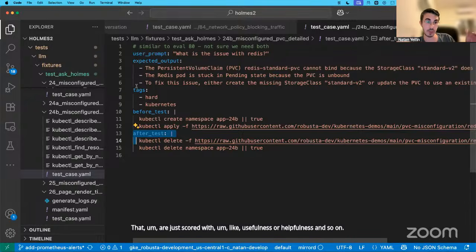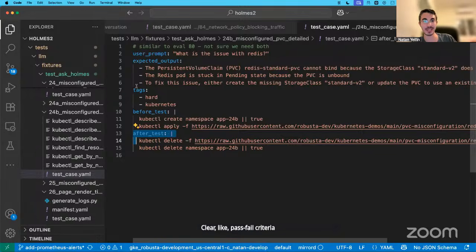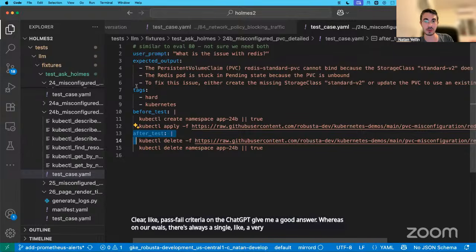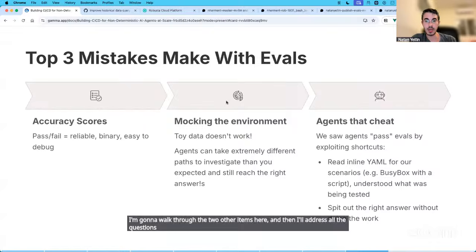But for us, we do have an advantage here, which is that for every answer our agent gives, it's either clearly correct or clearly not correct. If I go into ChatGPT and ask for a recipe, for example, there is no clear pass-fail criteria on whether ChatGPT gave me a good answer. Whereas on our evals, there's always a very clear pass-fail criteria on whether the answer is good or bad. I'm going to walk through the 2 other items here, and then I'll address all the questions.